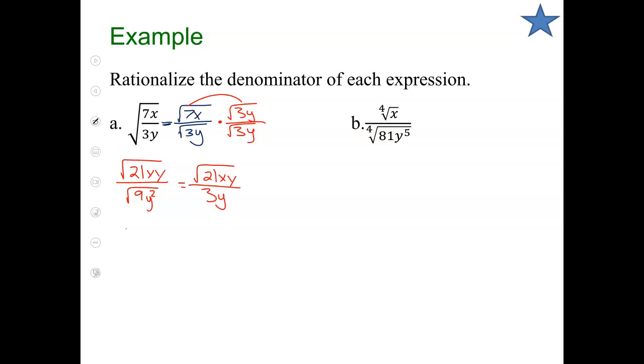Okay, B looks pretty complicated to start. Can I simplify my numerator at all? No. Can I simplify the denominator at all? Yes, I can. Can I take the fourth root of 81? Yeah. What is the fourth root of 81? Can I take the fourth root of y to the fifth?